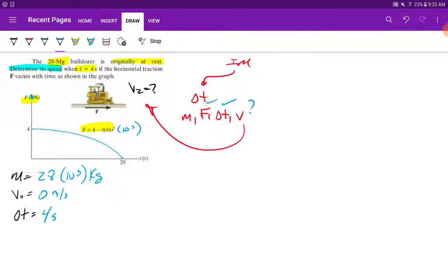They gave me a time. They gave me a force. They gave me a mass. The force comes in the form of this graph. The mass and the time were just automatically given to us. I have three knowns and one unknown. That means I'm going to use the impulse momentum equation to solve my problem.